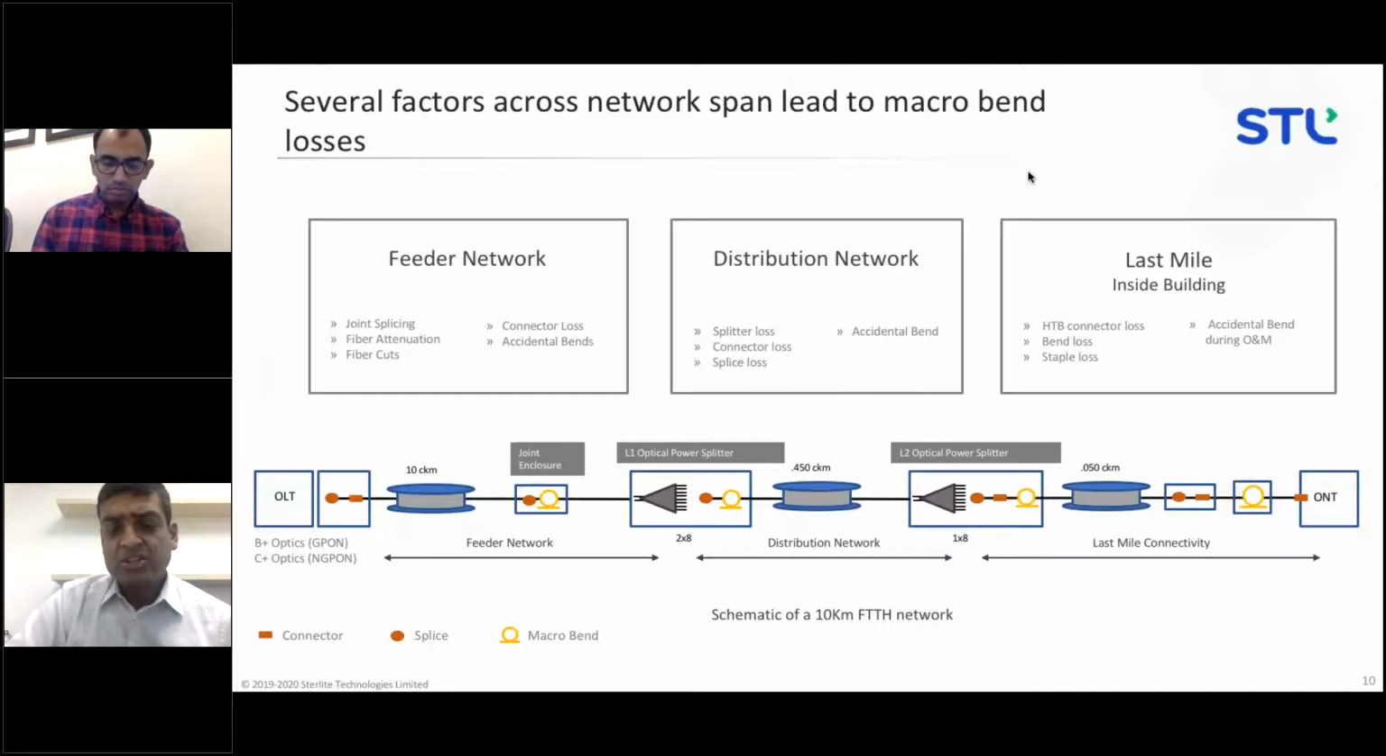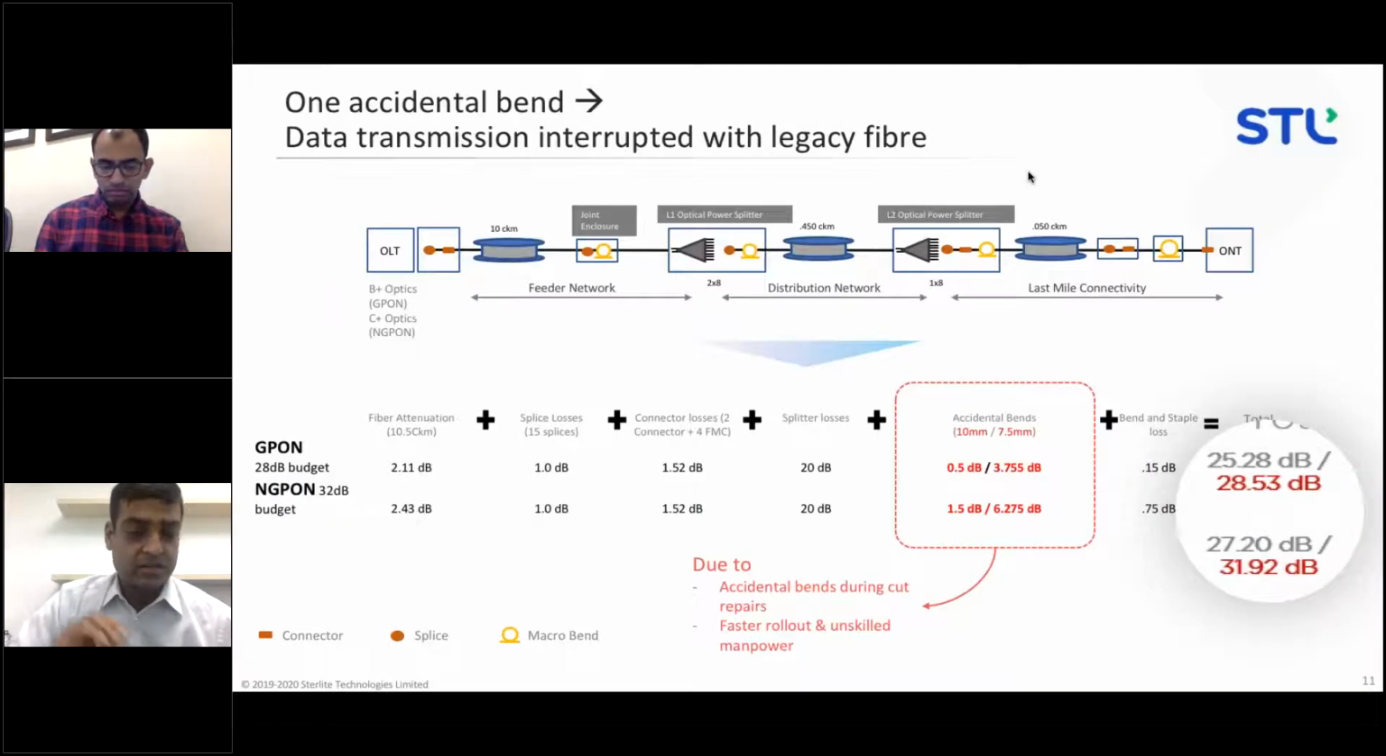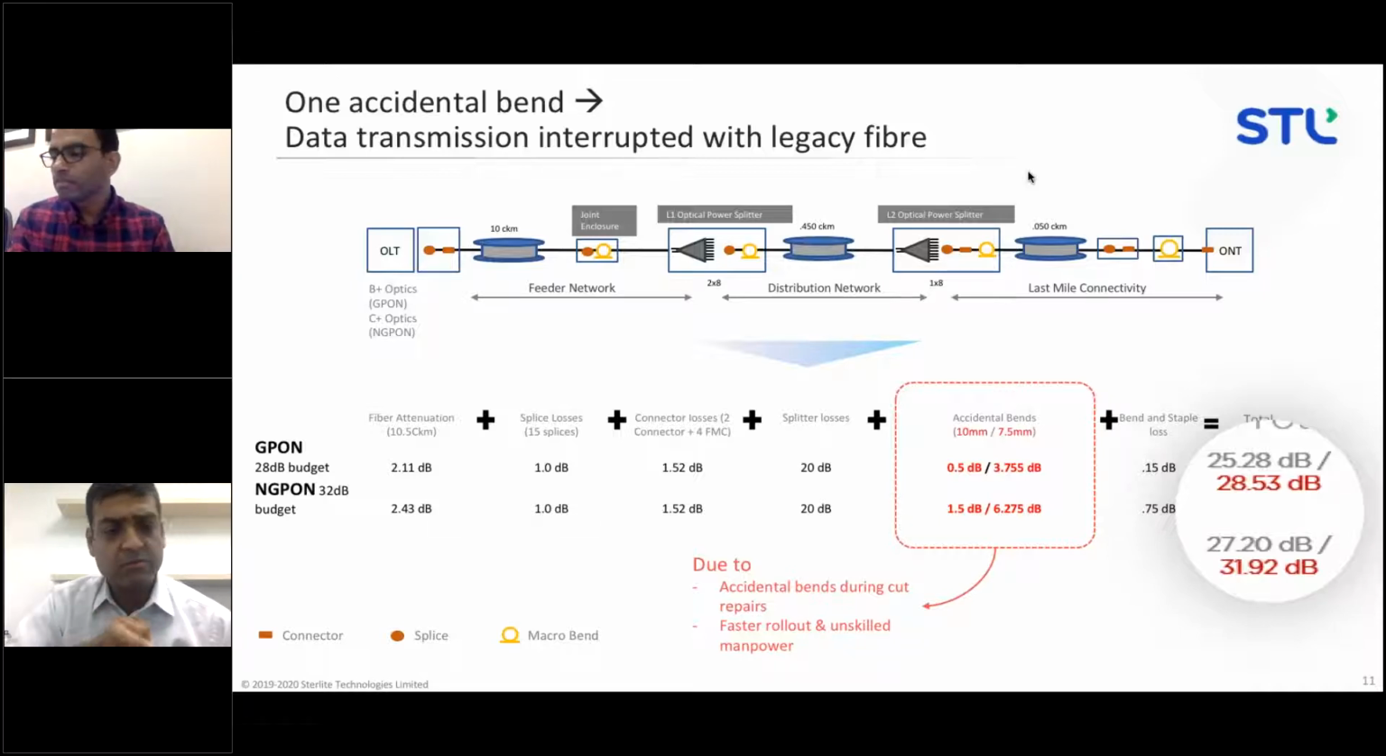Right. And just to give you an idea as to how much a single macrobend instance will contribute to the overall loss budget, the overall power budget of the fiber, what we have shown over here is that across the network, we've broken up the contributions from different sources of loss: the fiber attenuation itself, losses due to splices, due to connectors, due to splitters, and due to accidental bends.